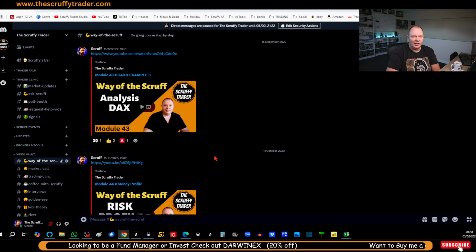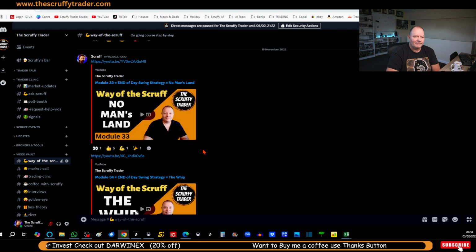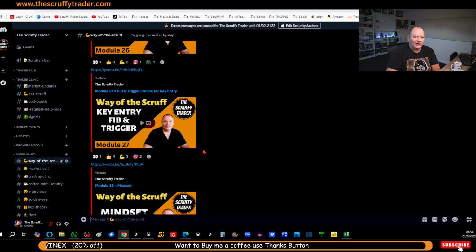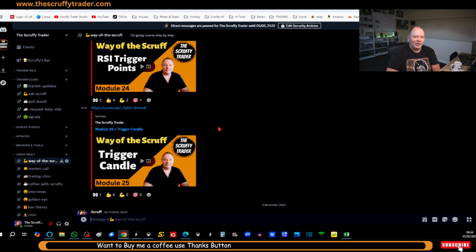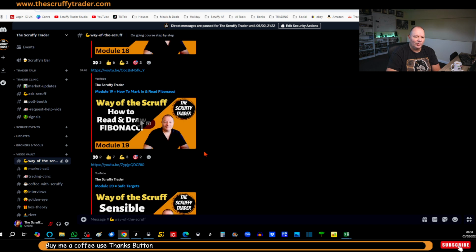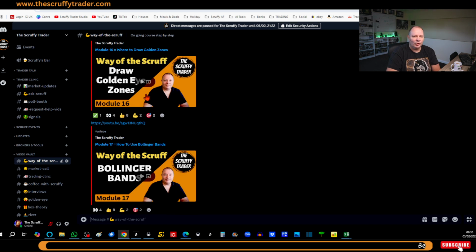Broad stroke direction, that can sort of help, but what you're looking at, GoldenEye will tell you further down there should be another one down here. There you go. Key fib entry, module 27. Trigger candles, it's in there as well. And if we come down into how to read and draw Fibonacci, there's your fib, and then there you go, how to draw your zone. So there's plenty of information on fibs in the modules.